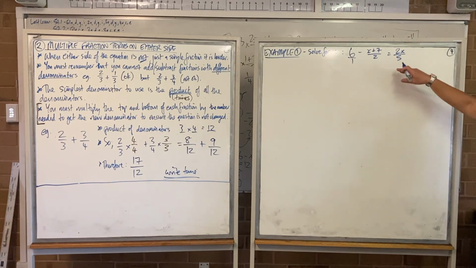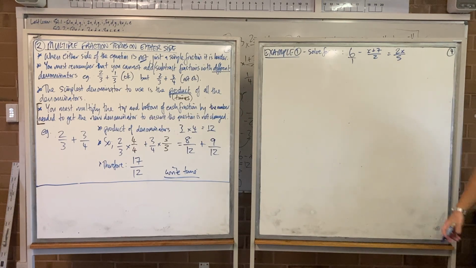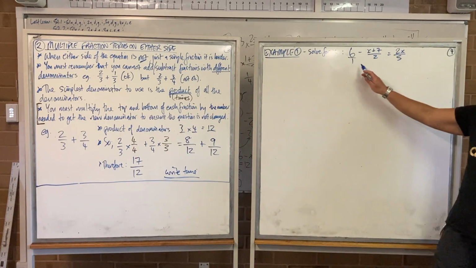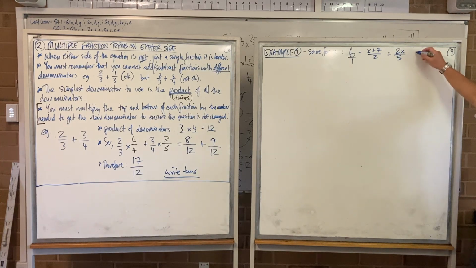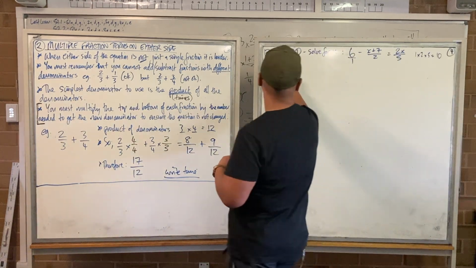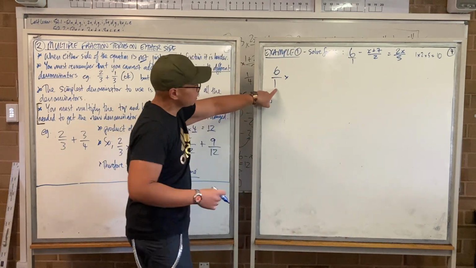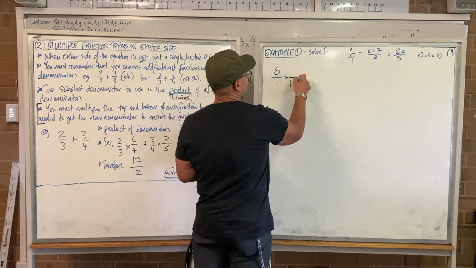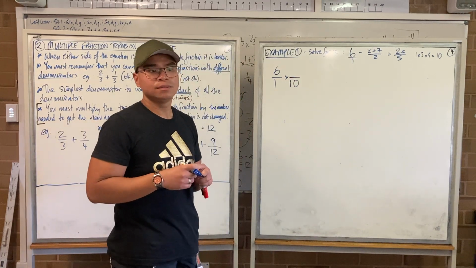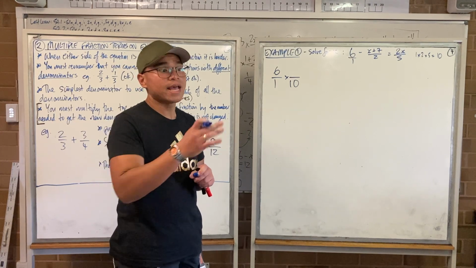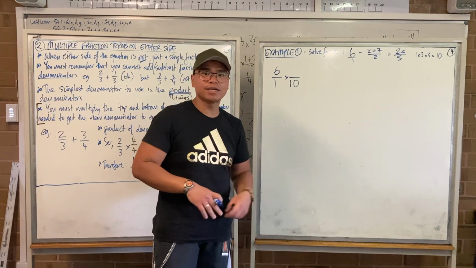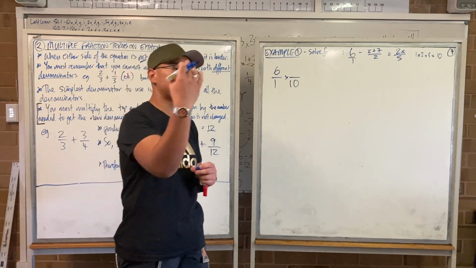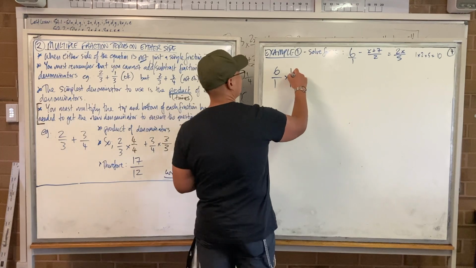Can I just add them straight away? They're different denominators. What's the easiest denominator to use? The product of all the denominators. So write that off to the side. 1 times 2 times 5 is 10. So my denominator here is going to be 10. So rewrite this: 6 over 1. What do I need to times 1 by to make it into a 10? Can I just times it by 10? 10 over 10. Because if I just times it by 10, I've changed the question. If I times it by 10 over 10, I'm timesing it by 1, which is all good.